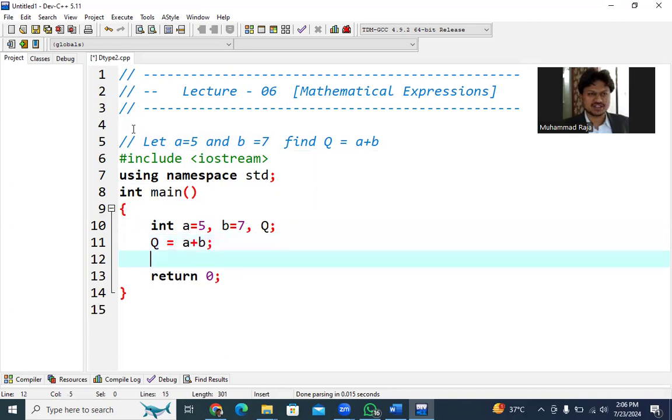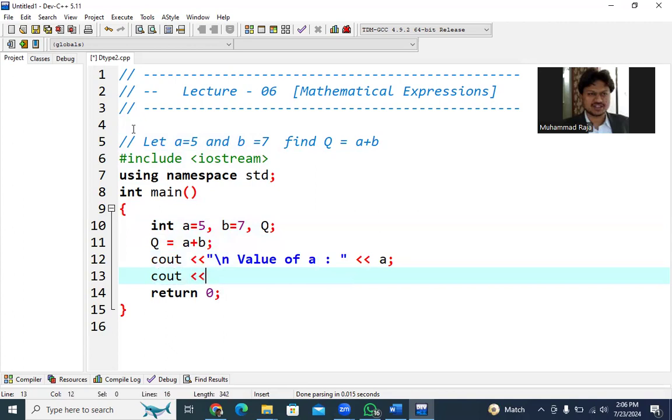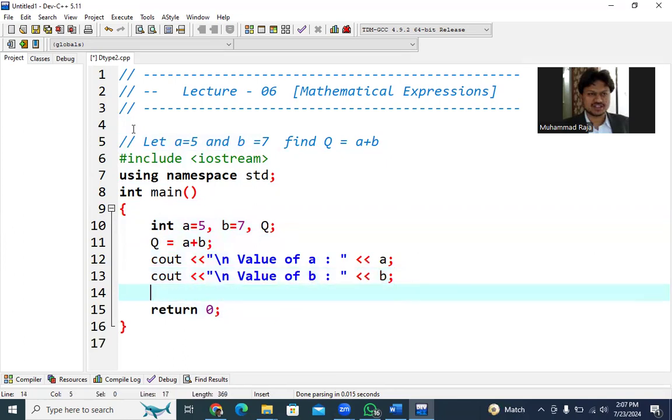A plus B. So let's put out the result. We write cout and \n. The regular practice is that when you start a line, make it a \n. So we start with a new line: value of A, and I'm just putting a colon. There is nothing special regarding this colon, it's a basic writing habit. So we can understand the variable coming after the colon is A. Then again cout, value of B is B. And the calculation, as they ask us to find A plus B.